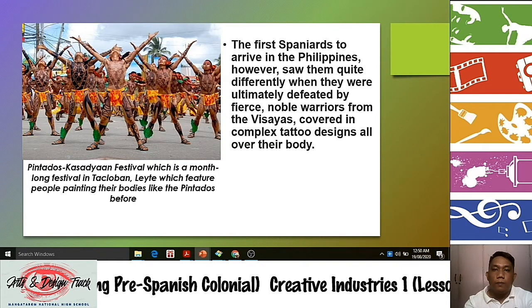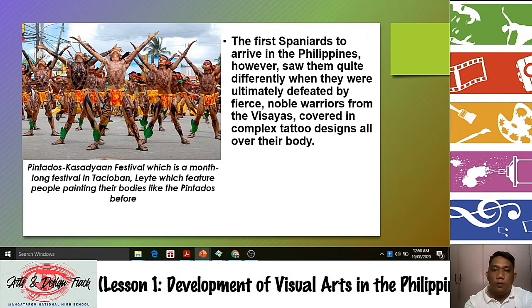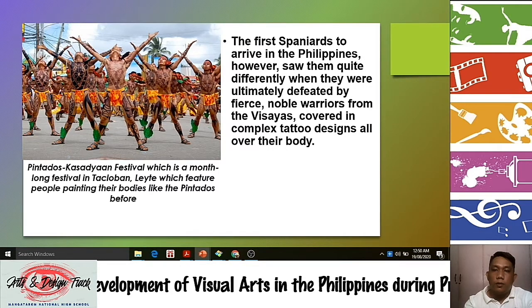The first Spaniards to arrive in the Philippines, however, saw them quite differently, and were ultimately defeated by fear. Noble warriors from the Visayas covered in Gothic-style designs all over their body. These painted people, or pintados as called by the conquistadores, cemented their mark in the diverse history of the Philippines.